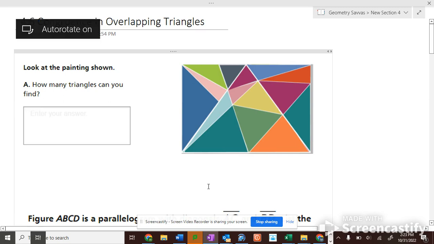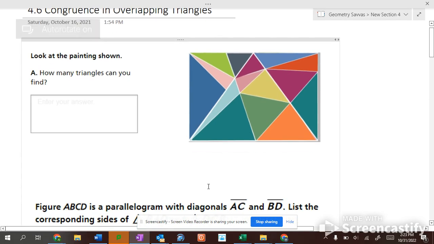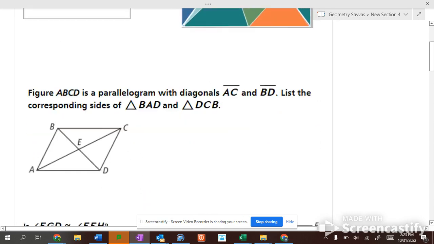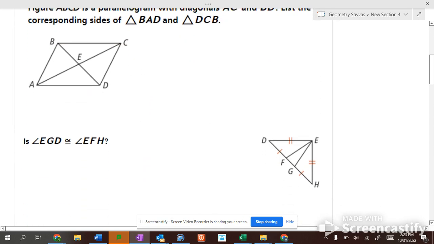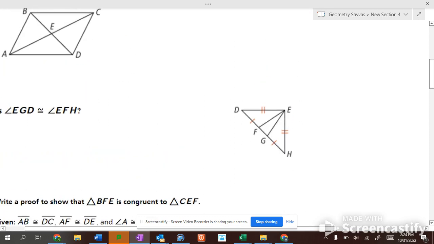All right, overlapping triangles. As you can see, if you only came up with 15 triangles here, you didn't count any of the overlapping triangles. So what we're working on today is overlapping triangles. So how many triangles are here? Not four. Six, seven, eight. One, two, three, four, five, six, and then seven, eight. Okay, eight different triangles.